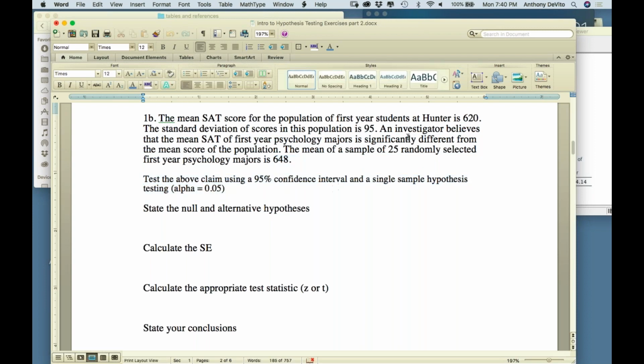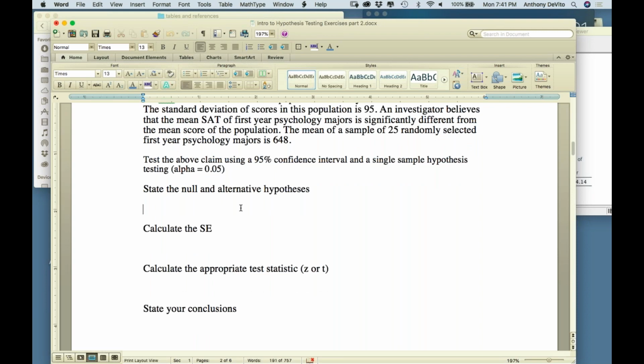Mean SAT score for the population of first-year students at Hunter is 620. The standard deviation of scores in this population is 95. An investigator believes that the mean SAT score for the first-year psychology majors is significantly different than the mean score for the entire population, for the rest of the population. The mean of a sample of 25 randomly selected first-year psychology majors is, let's say we don't know what it is yet. Without knowing what it is, let's state a null and alternative hypothesis if we want to test whether or not psychology majors have a different mean SAT score than the rest of the Hunter population.